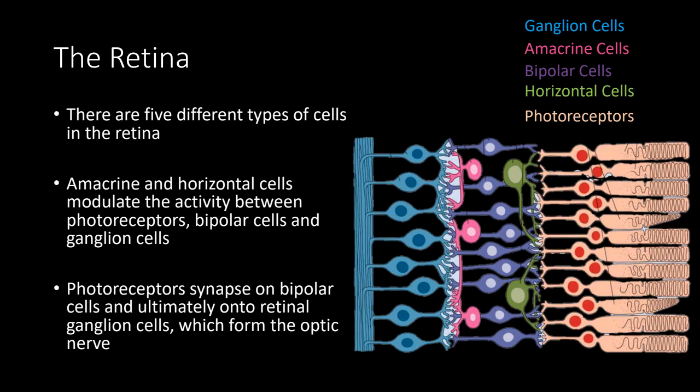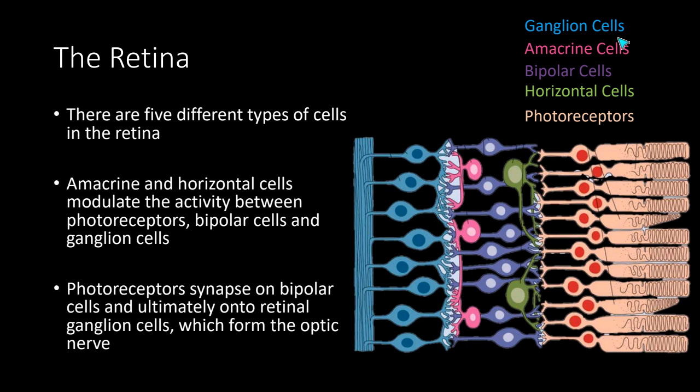So in the retina, we have different types of cells besides just photoreceptors. There's actually 5 different types of cells in the retina. These 5 different types of cells have different functions. So let's just look at these quickly before we talk briefly about what they do.